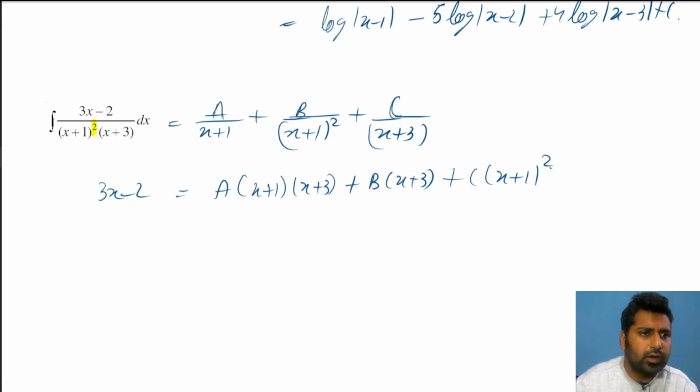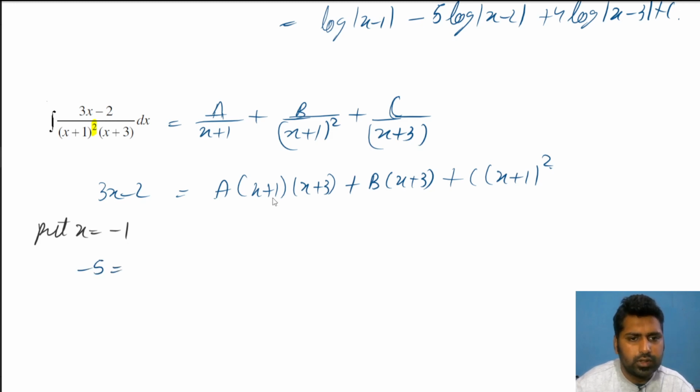Now start with the shortcut. Put x as, first of all, minus 1. Let's see which one gets 0. Let's put it: 3 into minus 1, minus 3 minus 2, minus 5, is equal to, this will become 0, C will also become 0, so only B will be there, B into minus 1 plus 3, that's 2, plus 0, so that gives you minus 5 by 2 as your B.